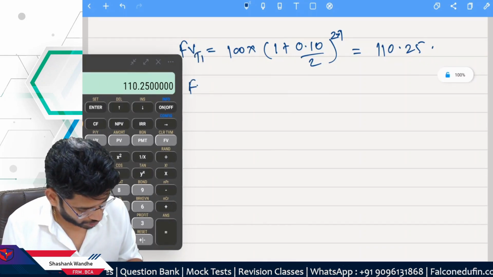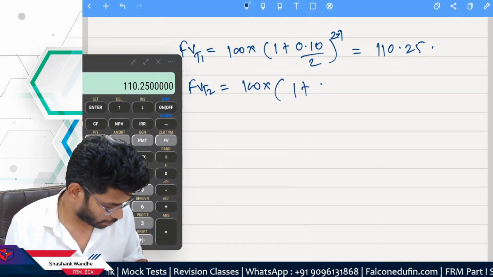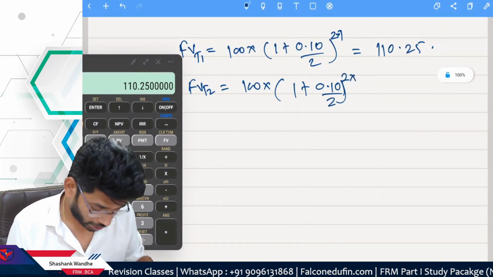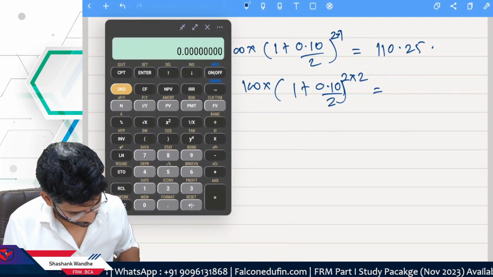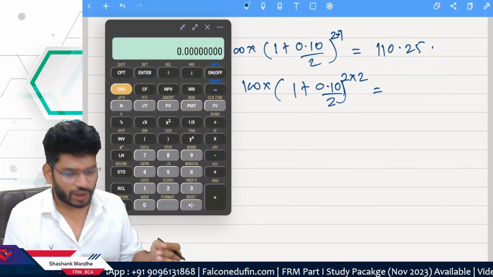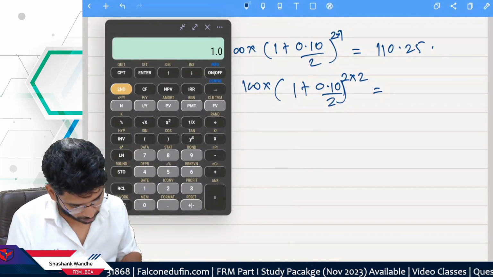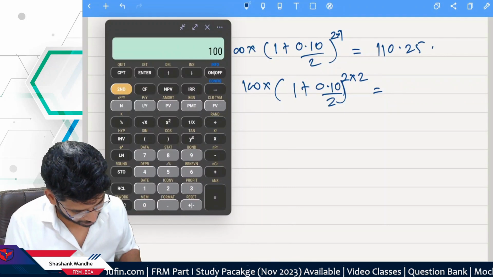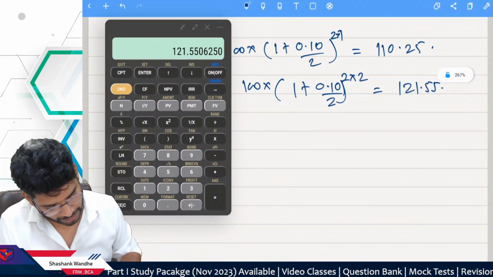T1. The future value at time T2 is equal to 100 multiplied by 1 plus 0.10 divided by 2, to the power 2 periods in 1 year multiplied by 2 years. So we already know 0.10 divided by 2 is 0.05, so simply 1.05 to the power 4 multiplied by 100, and the answer is 121.55. Simple.